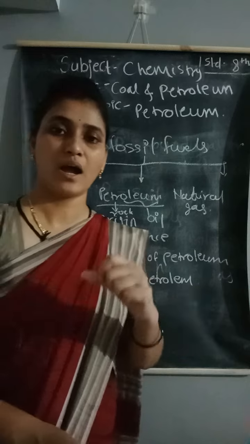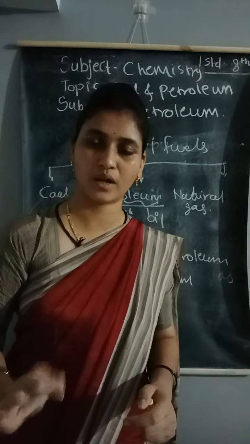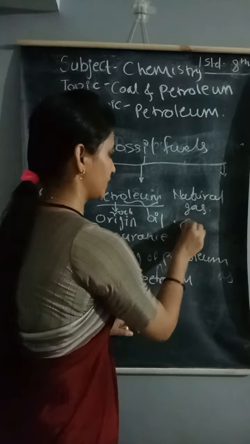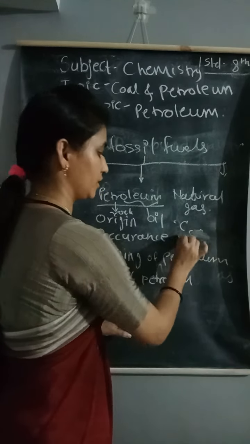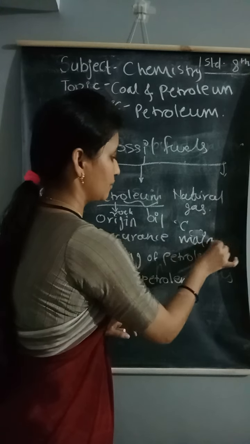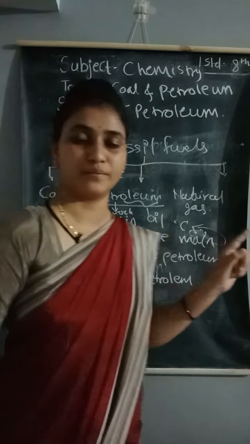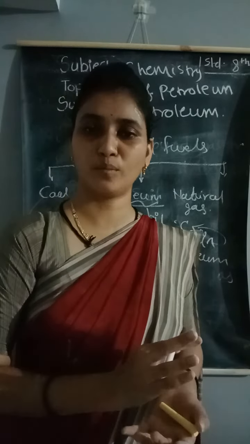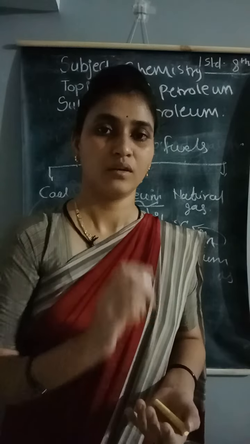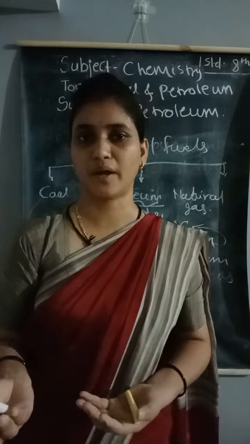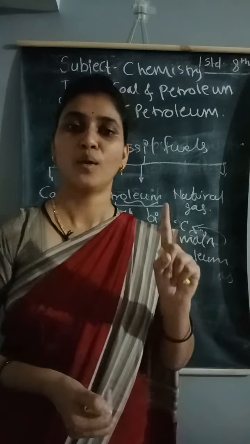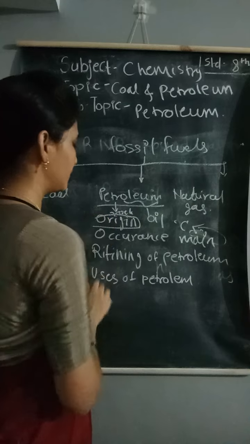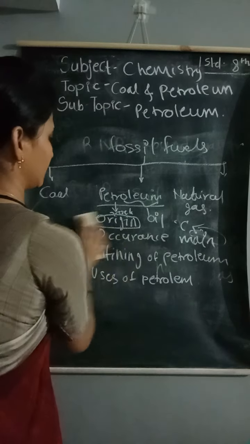The petroleum are made up of many hydrocarbons. Those hydrocarbons having the carbon as a main component. Many fossil fuel having the main component is the carbon only, in elementary component or combined, but the carbon is the main component there. After the origin, we will see the occurrence of the petroleum.